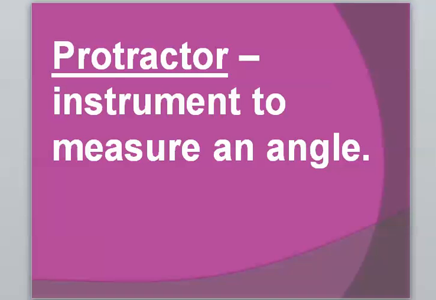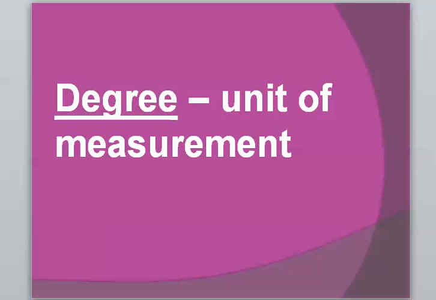A protractor is our instrument that we use to measure an angle, and the protractor is the one that's a semicircle and has numbers. Degree is the unit of measurement we use for our angles. So if I measure an angle and it's 30, it's 30 degrees.